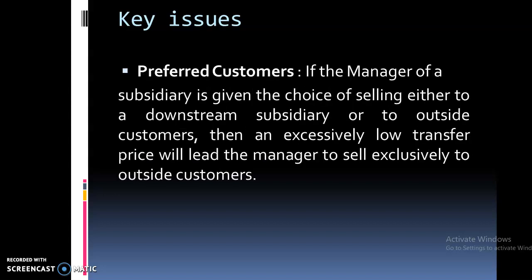The second one is the preferred customer. The manager of a subsidiary unit may have a certain preference for some group of customers and will sell or transfer the goods to them at a discounted rate. This leads to some issues in the organization. These are the two key issues faced by subsidiary units at the time of transfer pricing.